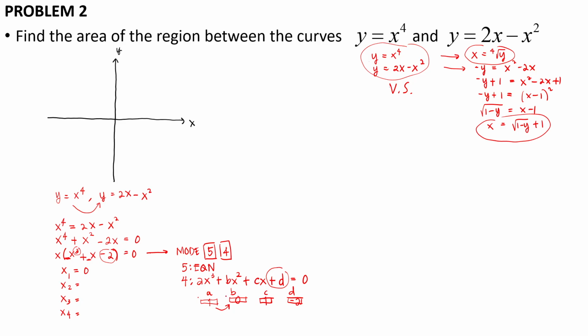Then after plugging in all the terms, equal sign again. So it will give you x1 is 1. Then I think the following x's are imaginary numbers. Since we cannot utilize the imaginary numbers, we only utilize your 0 and 1 option.